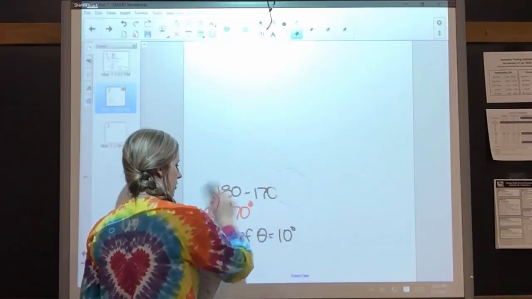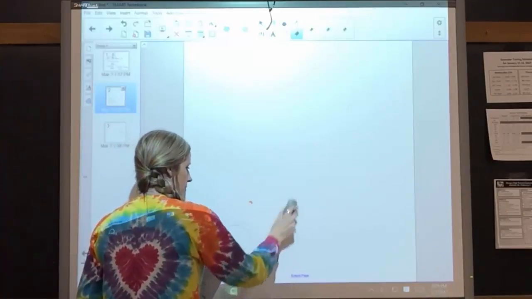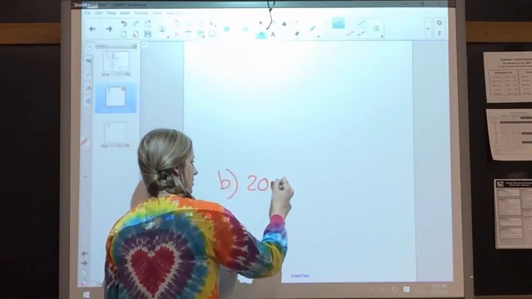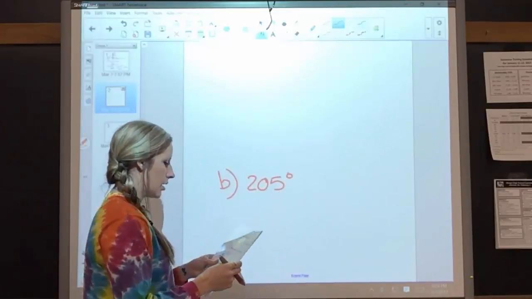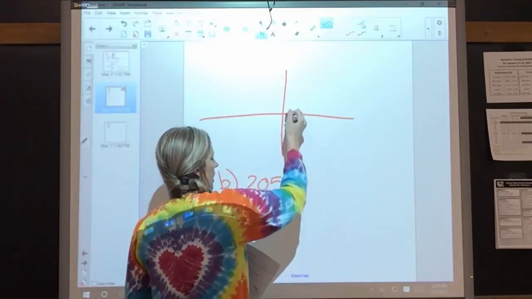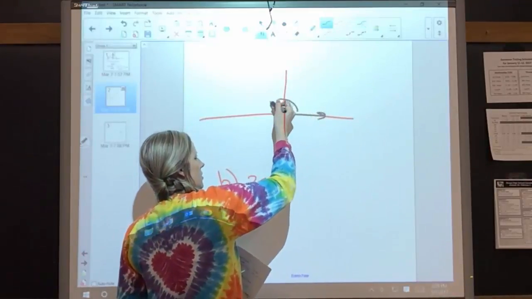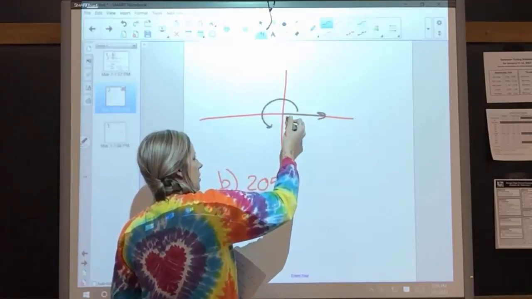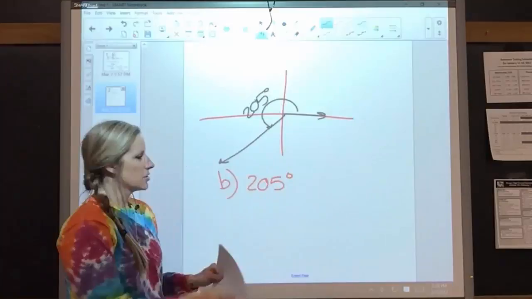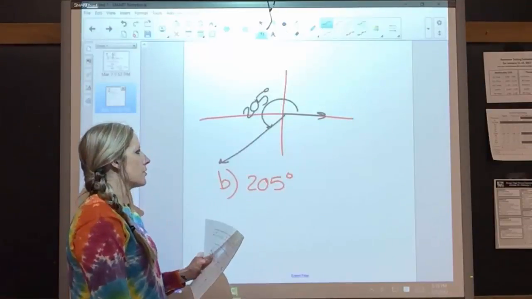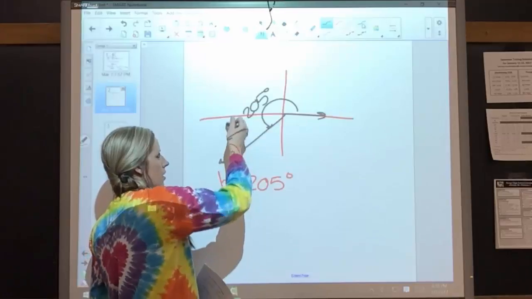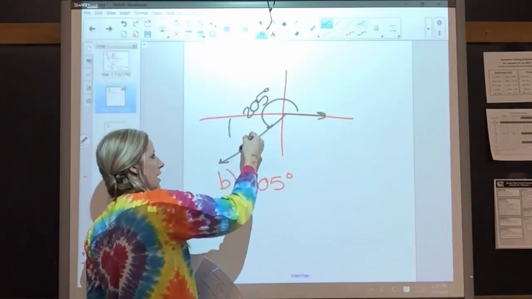Let me erase this too. On part B, we have 205 degrees. Okay, so that is going to be past 180. So it's going to go, and then end up at 205, wherever that is. I'm just guessing. So if you want to find your reference angle, the closest axis would be this negative.